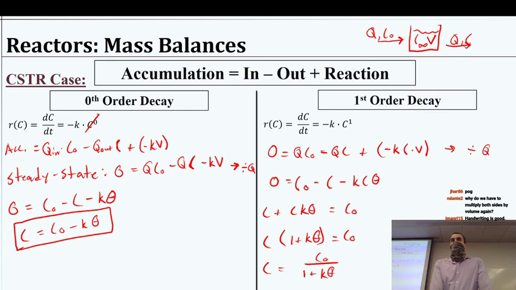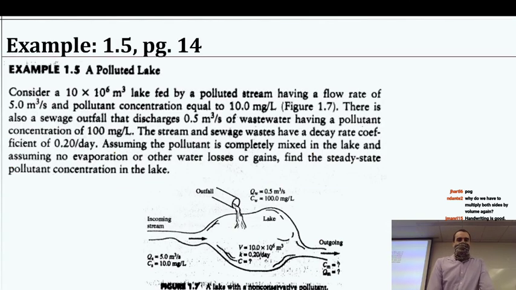And we'll get into some specifics. Let's take a little bit of practice here. So this is example 1.5, page 14. We are told to consider a 10 times 10 to the 6, so 10 million cubic meter lake fed by a polluted stream having a flow rate of 5 cubic meters per second and with a pollutant concentration of 10 milligrams per liter.